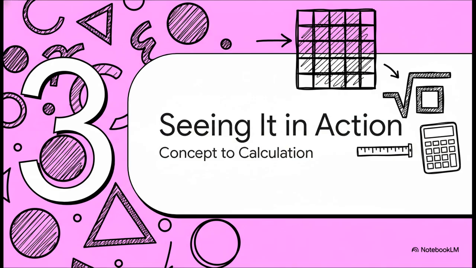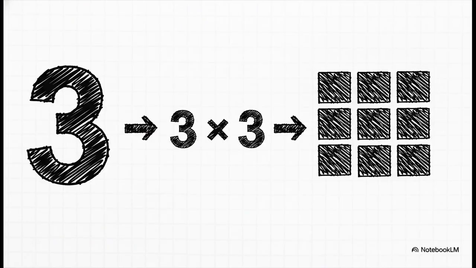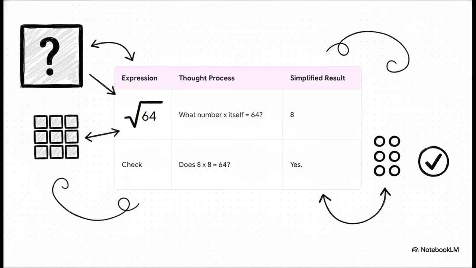Okay, enough with the theory. We've got the main idea down. Now let's see how this actually works with some real numbers. All right, here's a quick one for you. What is the square root of 9? You're basically asking yourself, what number times that same number gives me 9? And the answer is 3. Of course it is. Why? Because 3 times 3 equals 9. Simple as that.